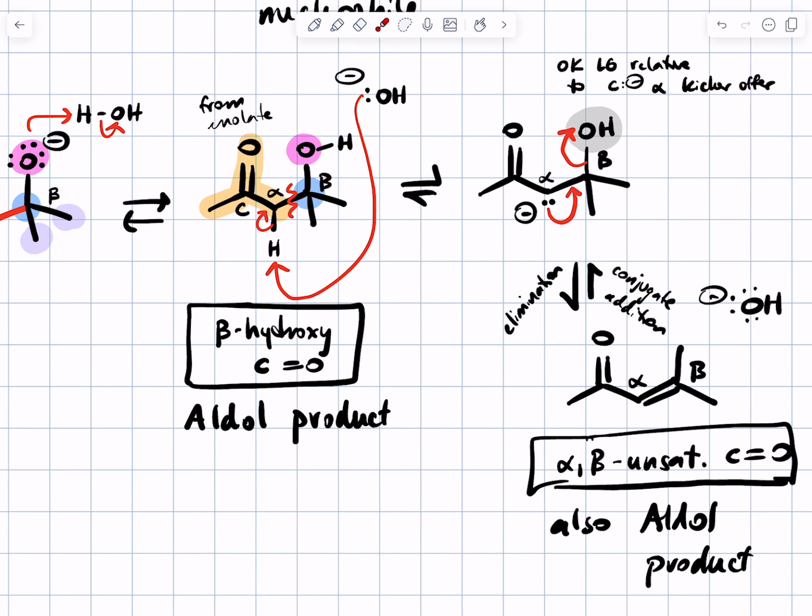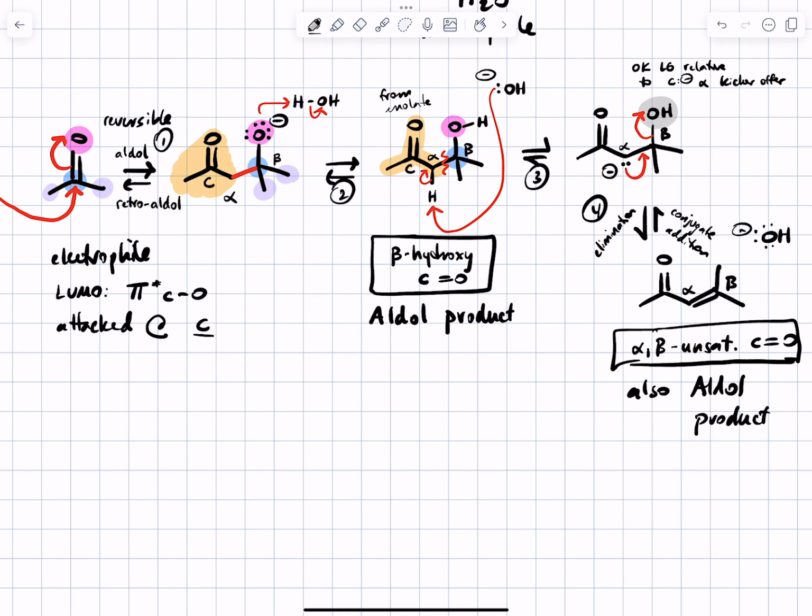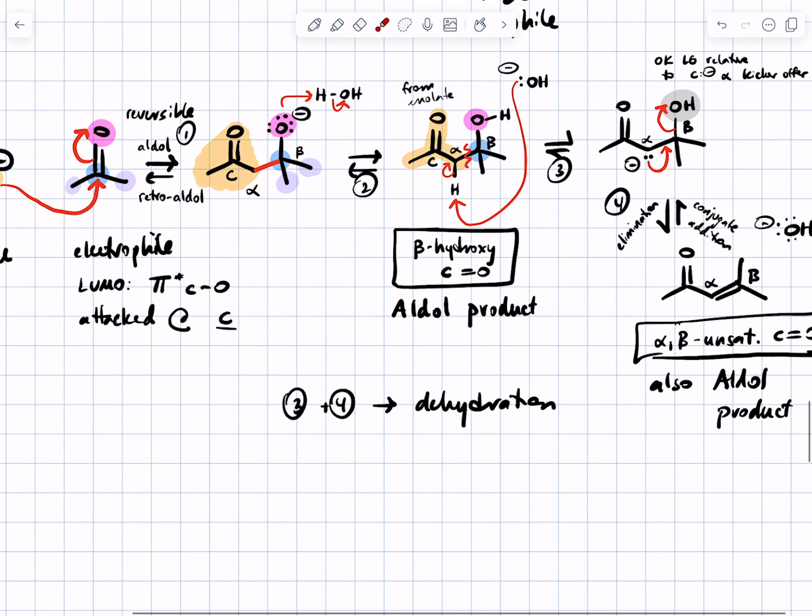One thing I want to point out about these last two steps. I guess I could number them: 1, 2, 3, and 4. Notice that the steps overall, 3 plus 4, are called sometimes a dehydration reaction, because look what you're losing. You lose this hydrogen, and then you lose the OH, so you're losing water. So you'll hear people talk about dehydration of the beta hydroxy ketone to give the alpha beta unsaturated carbonyl compound.